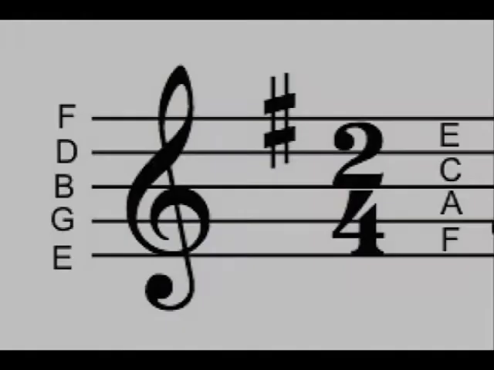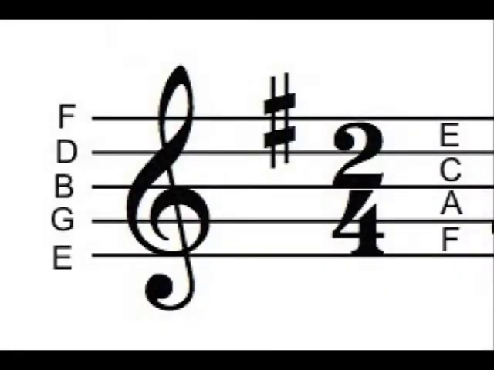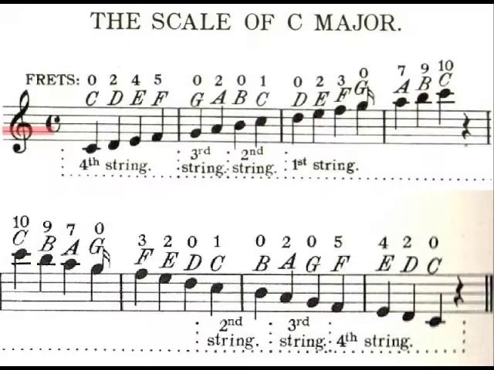The banjo uses the treble or G clef, which is a staff of 5 lines. The clef sign indicates that the second line up the staff is the note G and is marked here in red.